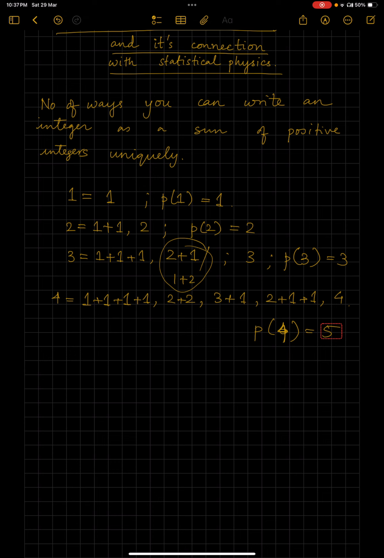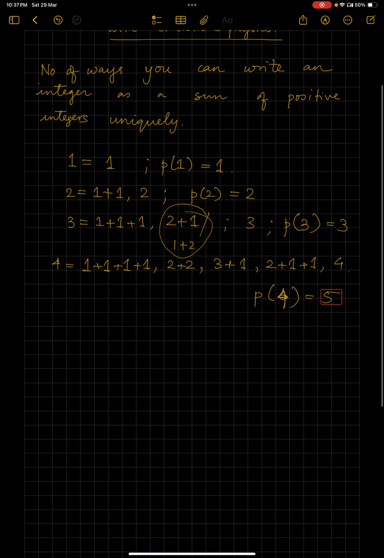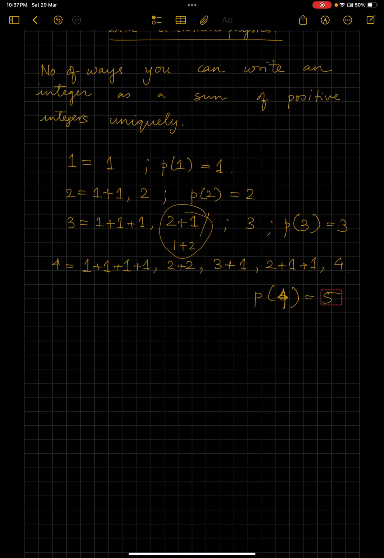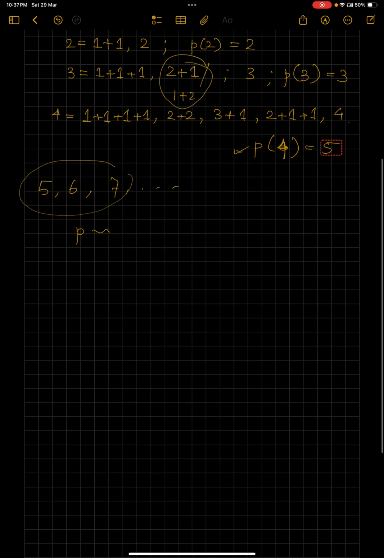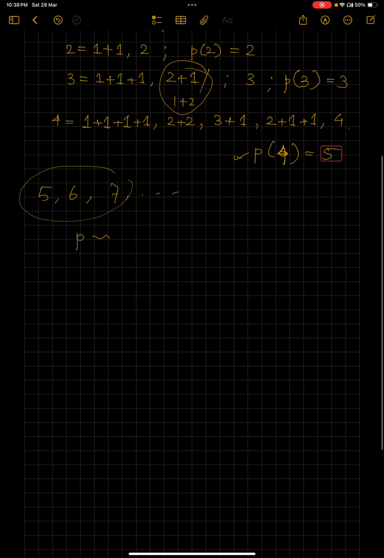But this problem soon becomes very difficult. I will say try it for yourself. Try to find the partition of say 5, 6, 7, and so on. Soon you will find it is very difficult to find the number of ways. These numbers, the partitions, increase very rapidly. So it's very hard to do that.